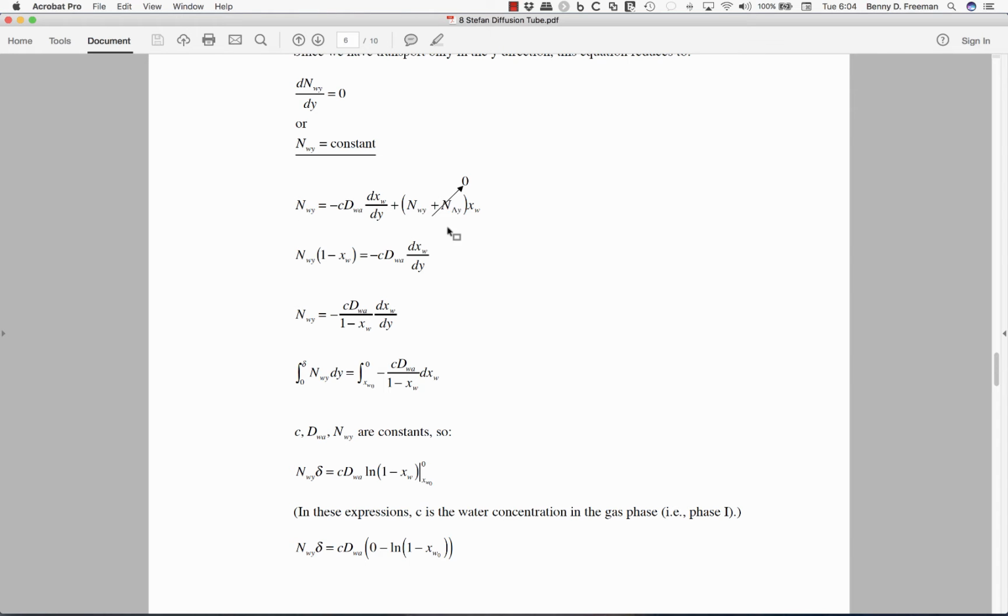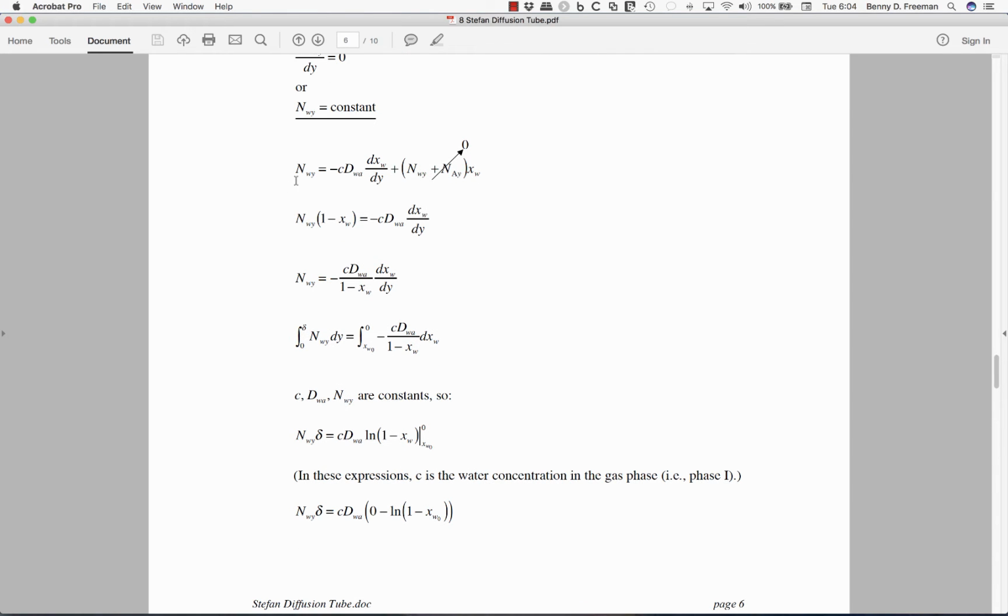This is exactly the flux law that we've been using all along for binary systems, and we've made the approximation here that the flux of air is much less than that of water, and so we neglect the air flux in this expression for the flux of water, and that result then simplifies as shown here.